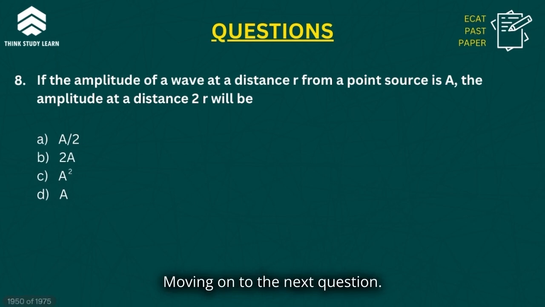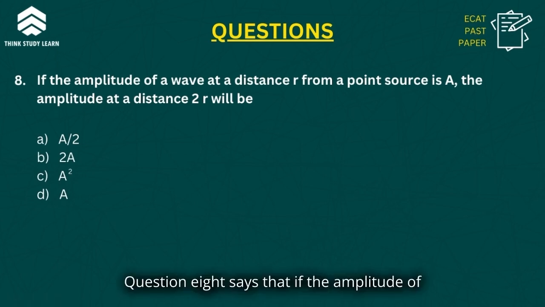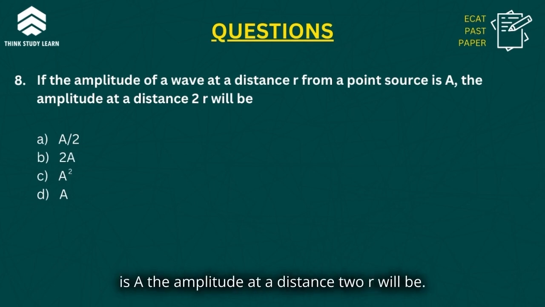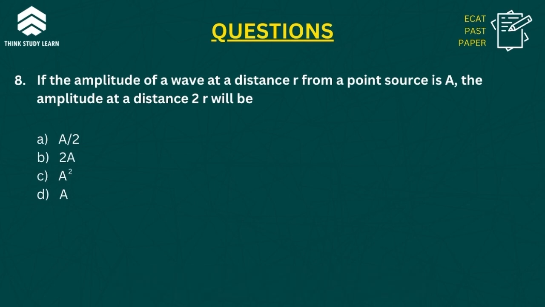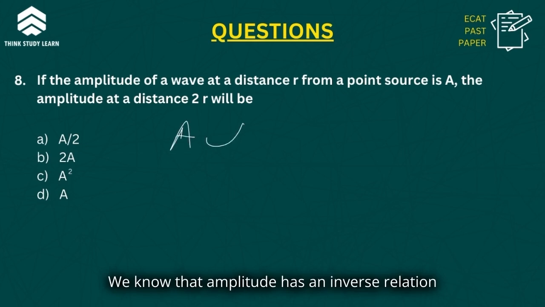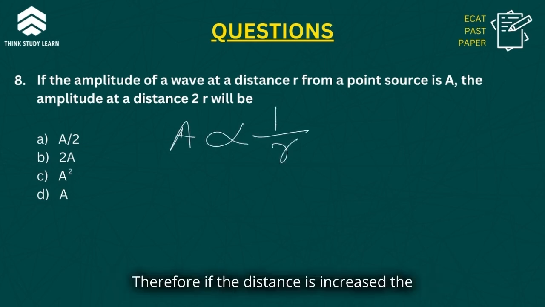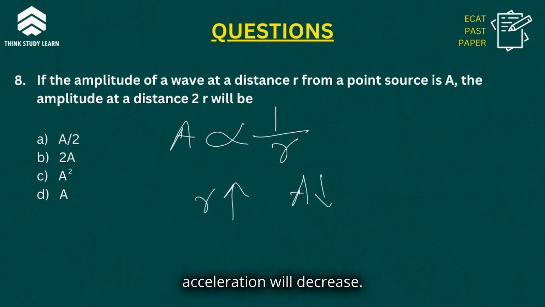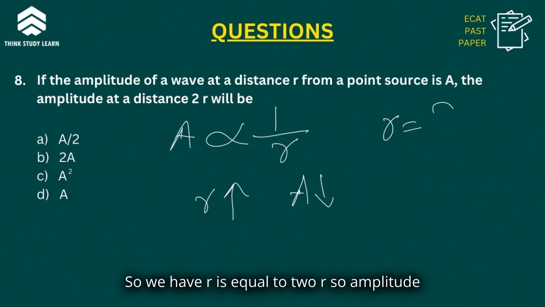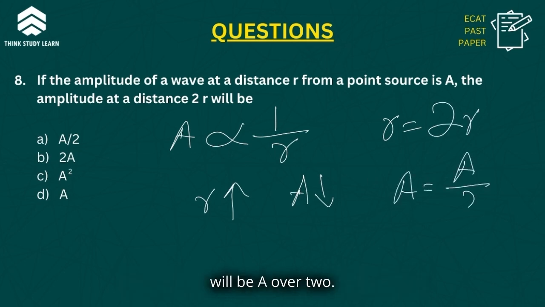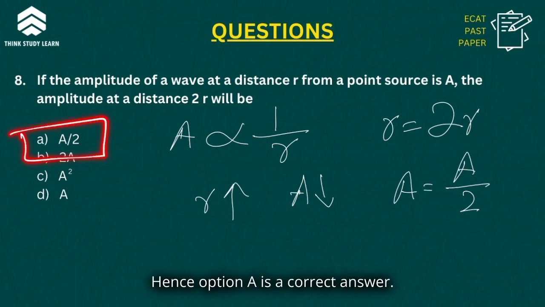Moving on to the next question, question 8 says that if the amplitude of a wave at a distance r from a point source is A, the amplitude at a distance 2r will be? We know that amplitude has an inverse relation with distance. Therefore, if the distance is increased, the amplitude will decrease. So we have r changed to 2r. So amplitude will be A over 2. Hence option A is the correct answer.